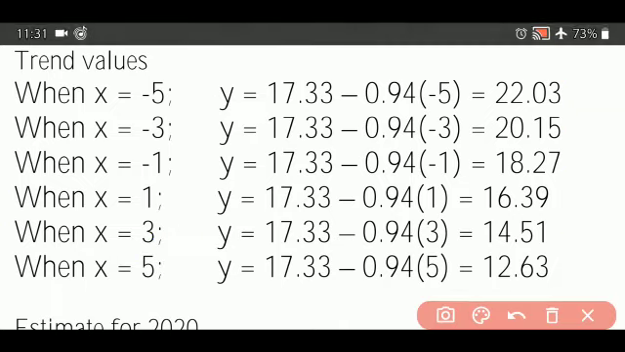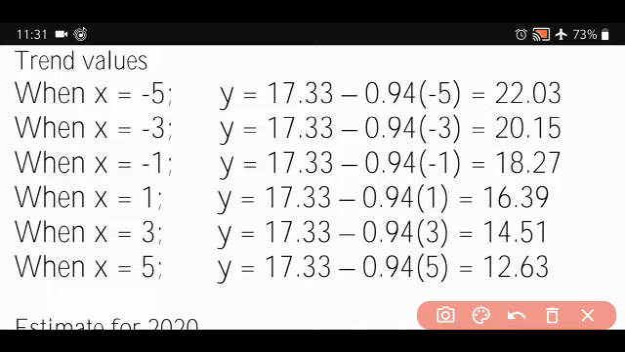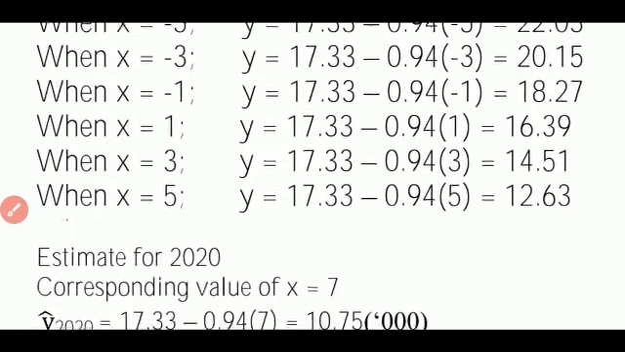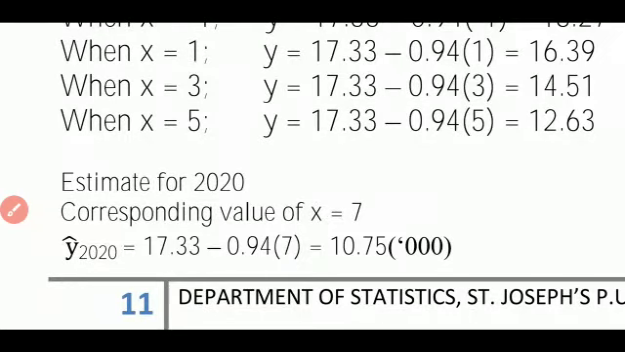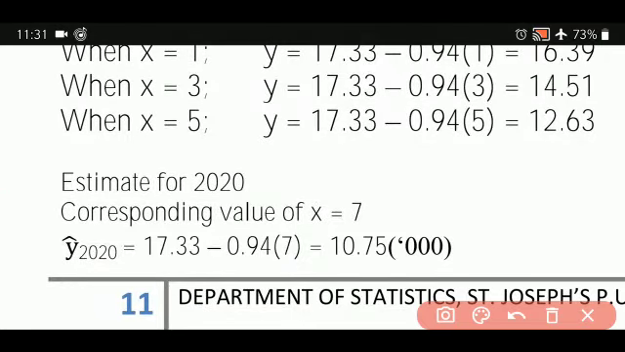Now the last part, again they have asked us to estimate for the year 2020. And here the corresponding value of x is going to be 7. So substitute in that and you get 10.75.